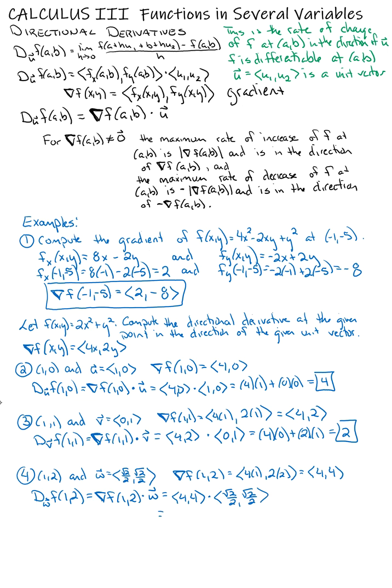So that gives us 4 times the square root of 2 over 2 plus 4 times the square root of 2 over 2, which is, let's see, that gives us 4 square root of 2. And there we go. There is our directional derivative of f at 1, 2 in the direction of w.